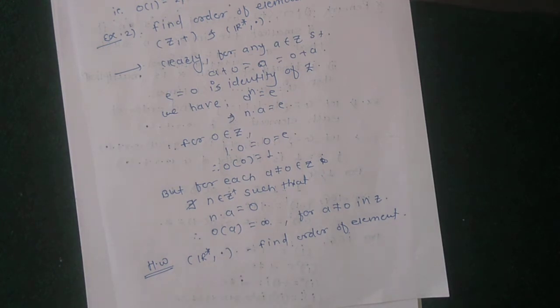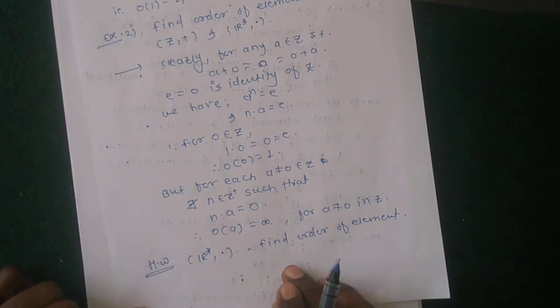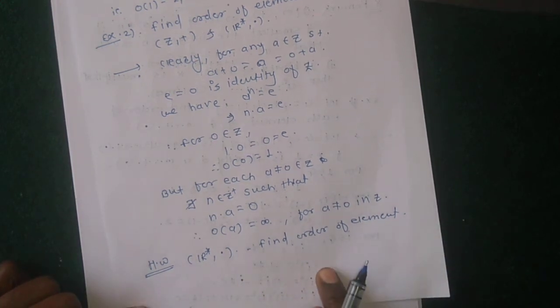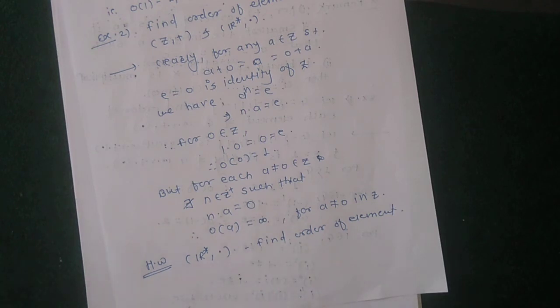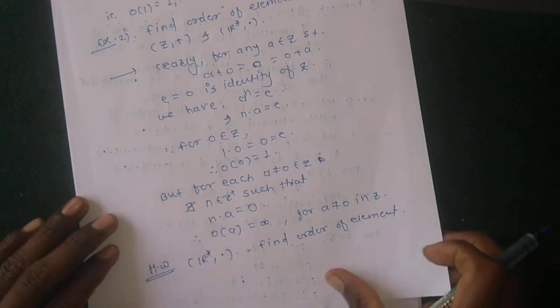But for all other elements, which are not 1 and minus 1, the order is infinity, because there does not exist an integer n such that a raised to n equals the identity. Okay, here 1 has order 1, the order of minus 1 is 2, and all other elements have order infinity.